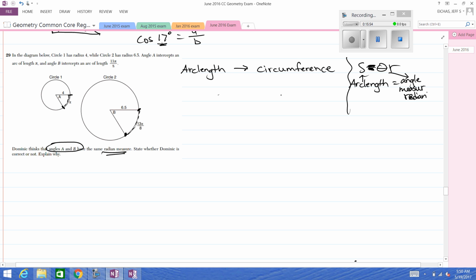So if you see this problem here, and r is, of course, the radius, it's way more efficient to use this formula. But I'm going to go with this just because that's what I use. Circumference is 2 pi r. So let's start with circle 1.